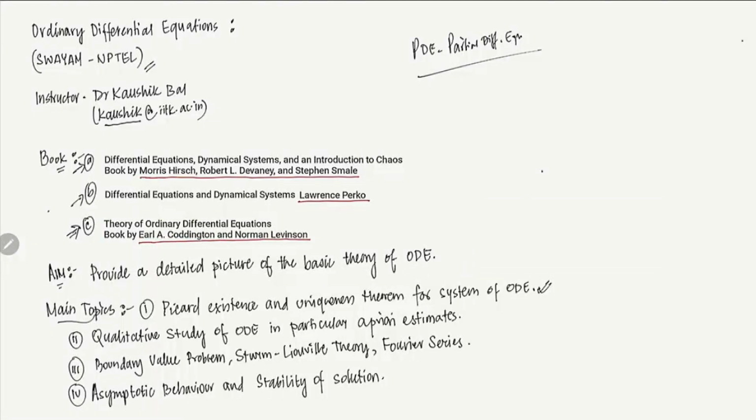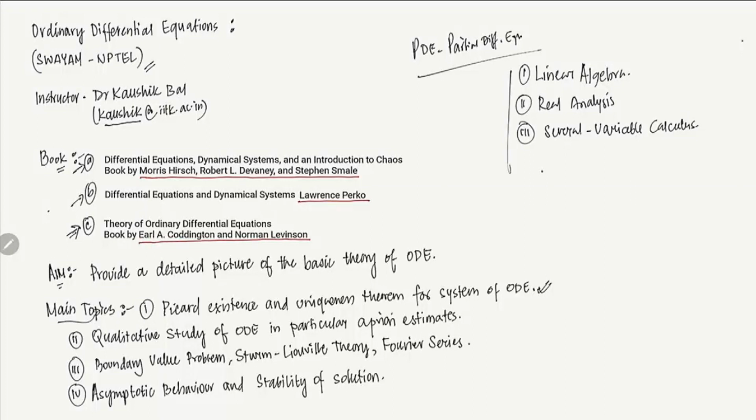Now what is the idea of the course? The idea is to give a detailed picture of the basic theory of ODE. Let me explain what exactly I expect you to know. I expect you to know some basic linear algebra, which you are going to use extensively. I also want you to know some real analysis, and some several variable calculus: what is a gradient, how is it related to the differentiation of a several variable function, and how to find maxima and minima. These are the prerequisites for this course.